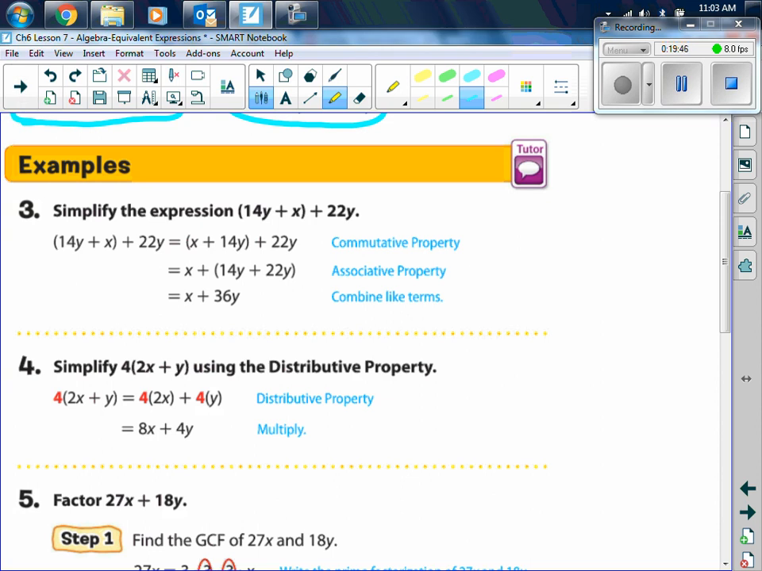Okay? All right. So, for example 4, we want to simplify 4 times the quantity 2x plus y. And on this one, the first thing we're going to use is our distributive property to get rid of our parentheses. So, we're going to take that 4 and we're going to multiply it times everything inside the parentheses. So 4 times 2x and 4 times y. So 4 times 2x is 8x and 4 times y is 4y.